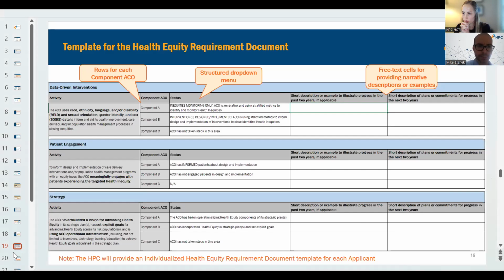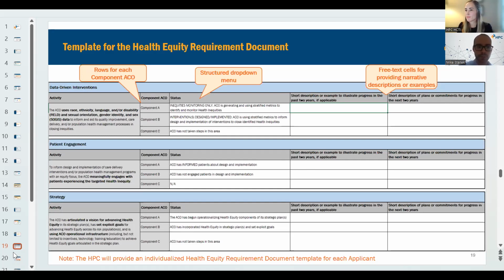Here you can see what that template for reporting this information actually looks like. Hopefully this isn't completely impossible for you to see. Each applicant will get an Excel template from us soon. We'll customize it, filling in the appropriate component ACO names as applicable. You can see that each component ACO will get a row for each of the 3 activities we're about to walk through. We'll ask you to characterize each component ACO's current status with respect to that activity by picking a status from a structured drop-down menu.